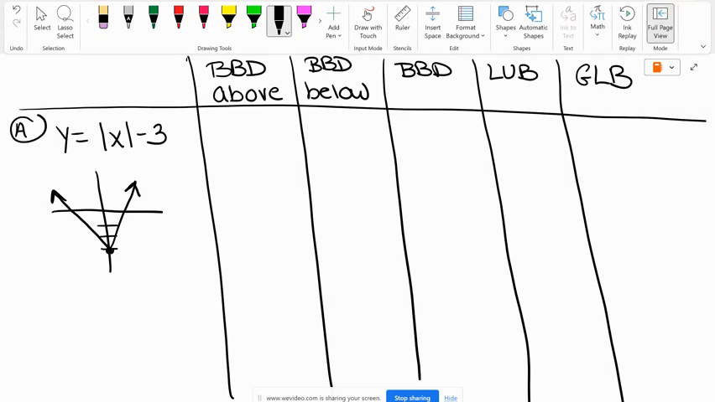Is it bounded above? No. Is it bounded below? Yes. Is it considered bounded? No.